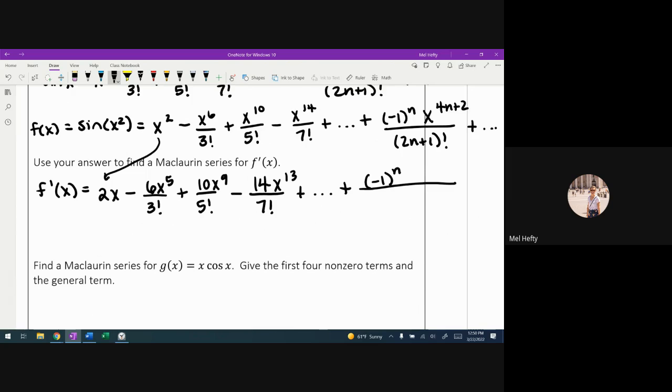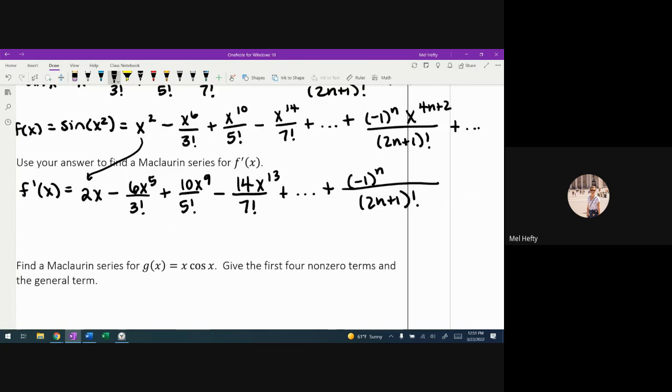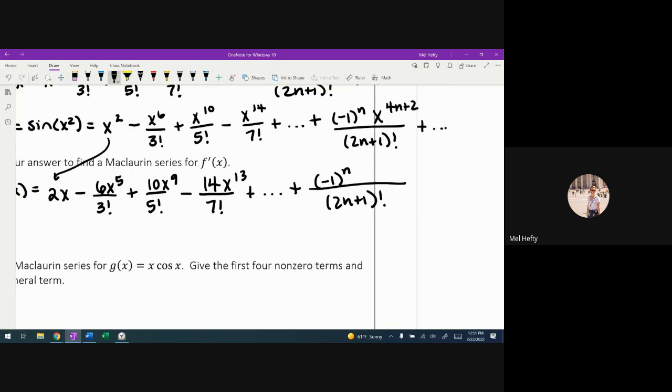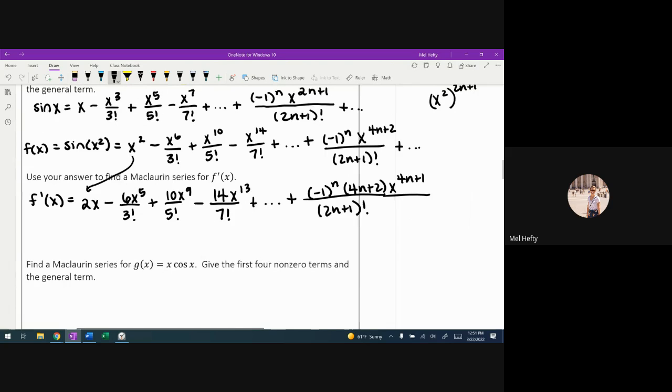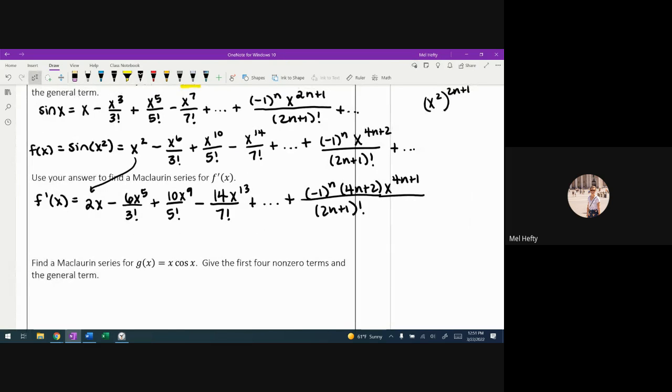Are the factorials in the bottom going to change at all? No, they are not. They don't have an x in them either. 2n plus 1 factorial. All right, what is the derivative of x to the 4n plus 2? Beautiful. What am I missing? It's notation. Plus dot, dot, dot.